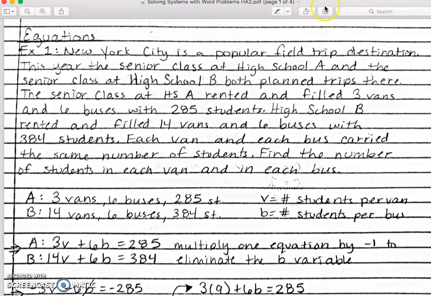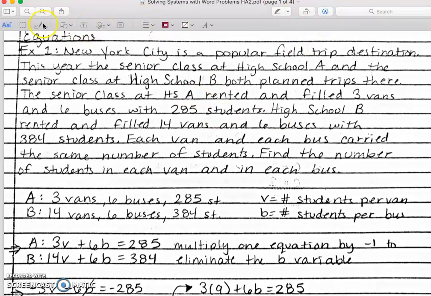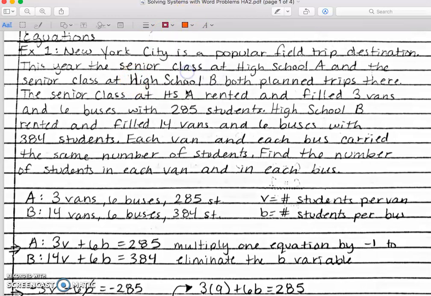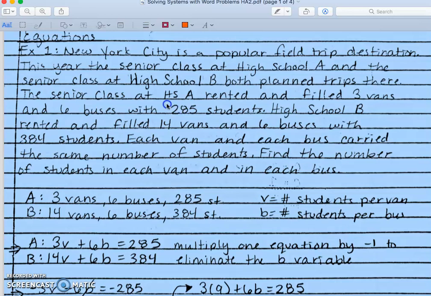So the first thing I did here is I went through and I picked out the important information. Maybe we can highlight. Sorry, I've never done the highlighter part on here, so this should be fun. Nope, that's not it. That's not it either.